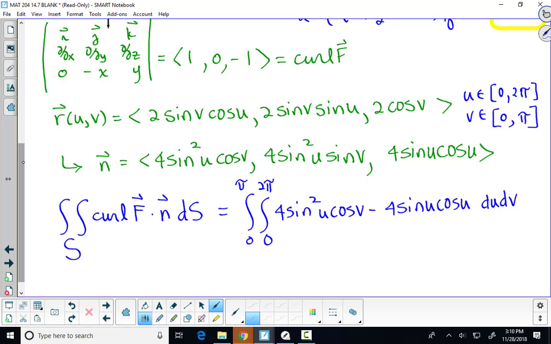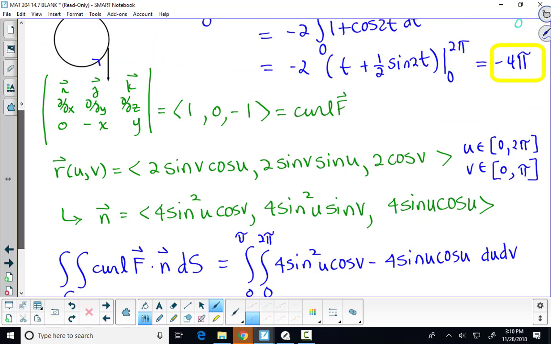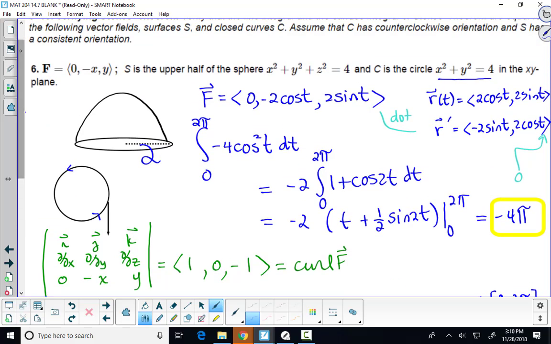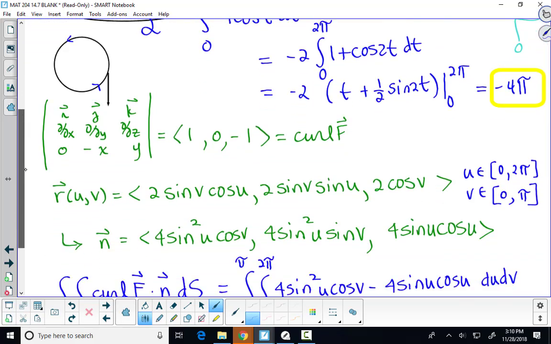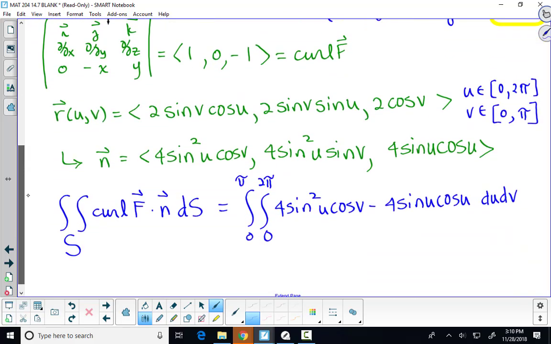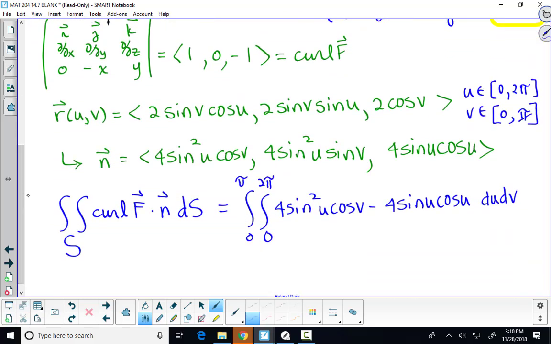But this is half of a sphere, so shouldn't it be 0 to pi over 2? Oh, is it half a sphere? Yeah. I'm sorry, that's what I asked. I said, is it the whole sphere? And somebody said yes, and I believed you. Sorry, my bad. So it should go from 0 to pi over 2. Yeah, thank you. Pi over 2.